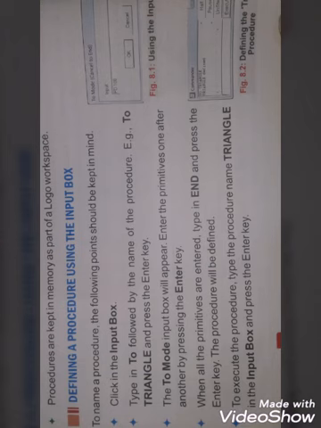So the next heading is, students, defining a procedure using the input box. To name a procedure, the following steps are taken. First of all, we have to click on the input box, and second, we type in to followed by the name of the procedure. For example, students, if you want to draw a triangle, you have to give the name triangle and press the enter key.